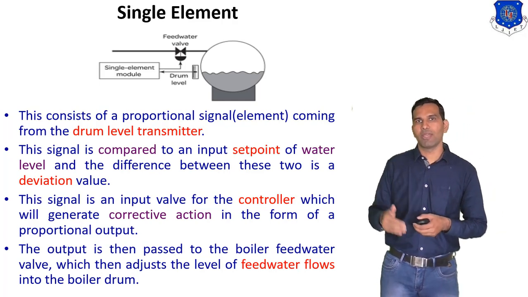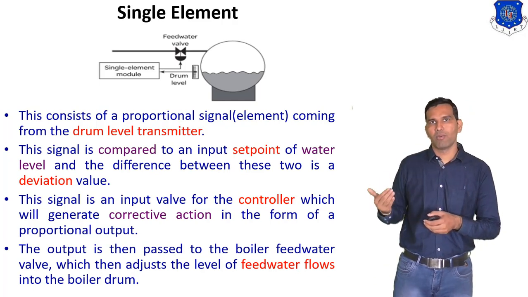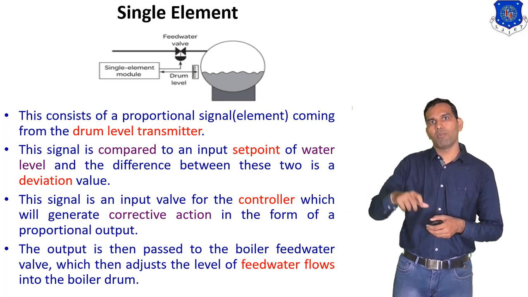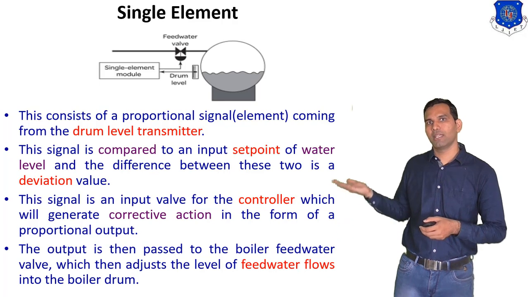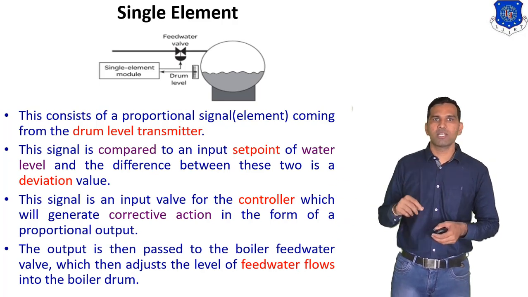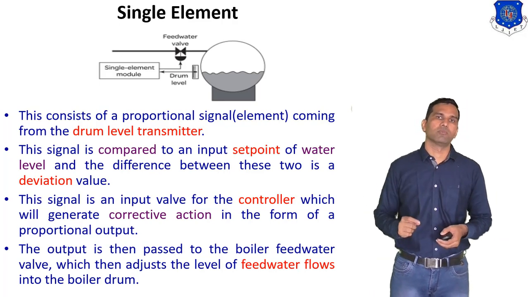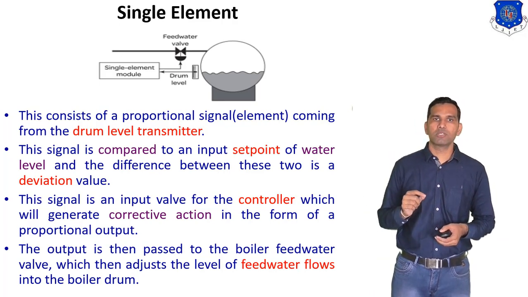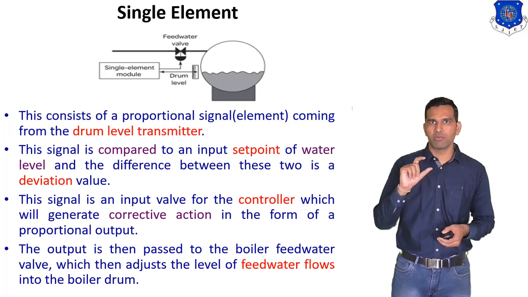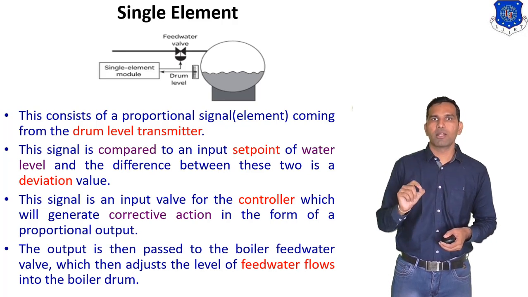That means if the water level inside this drum is reduced, the controller opens the valve, and when the water level is increased, it closes the valve. So this is the single element control system. Here we use only one measurement, that means here we use the level controller signal.